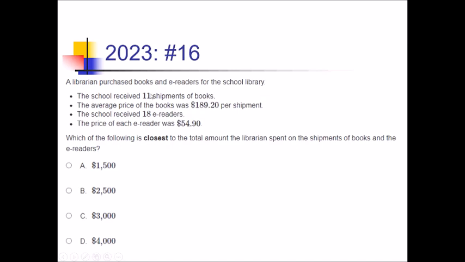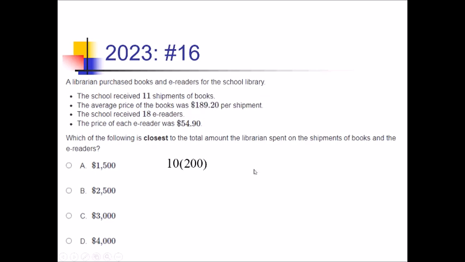So 11, that's pretty close to 10. So I'm going to do 10 for the number of books. And this $189.20, I'm just going to round that up to 200. I'm not sure how closely I need to round these things, but looking at these answer choices, these are pretty far apart. So I'm thinking I can be kind of loose with my rounding, and it'll still turn out okay. So 200 for the price per book. Now for the number of e-readers, 18, I'm going to round that up to 20. That's pretty close to 20.